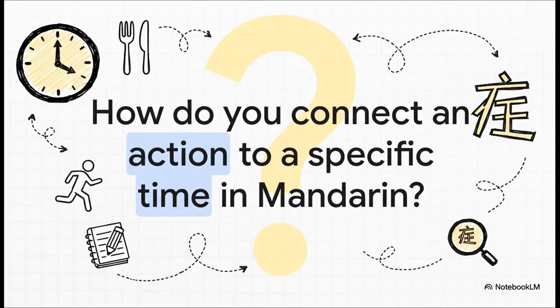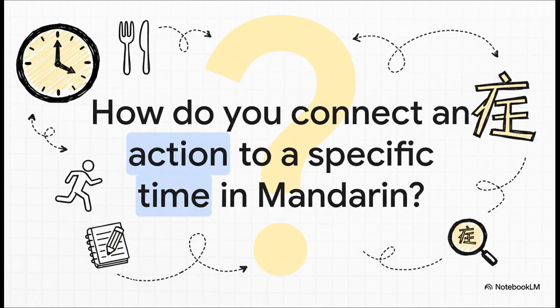Okay, think about this simple English sentence. I eat at 7 o'clock. We have the subject, the verb, and then the time at the end. It's just how we do it, right? It feels completely natural. But here's the thing. If you try to translate that word for word into Mandarin, it would sound, well, pretty strange and just plain wrong. This little sentence actually shows us a huge difference in how the two languages set up an idea.